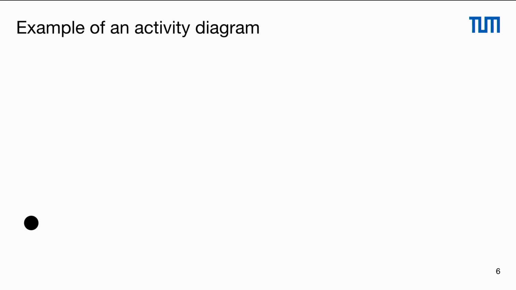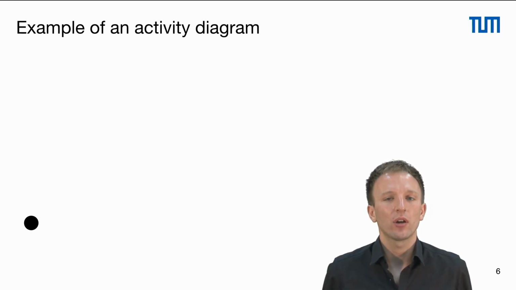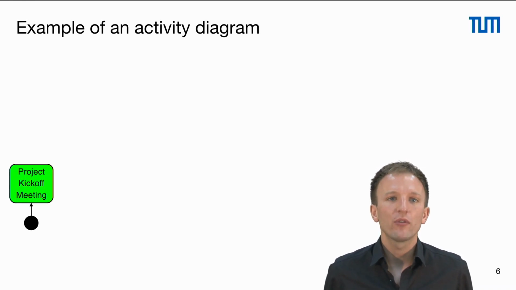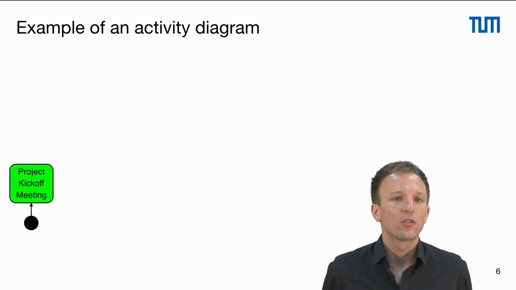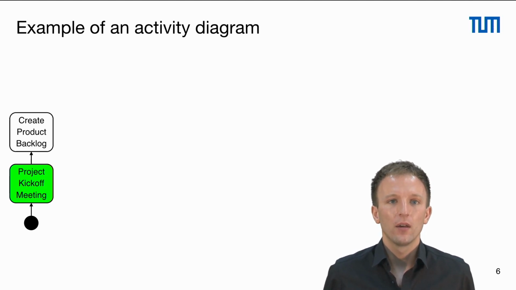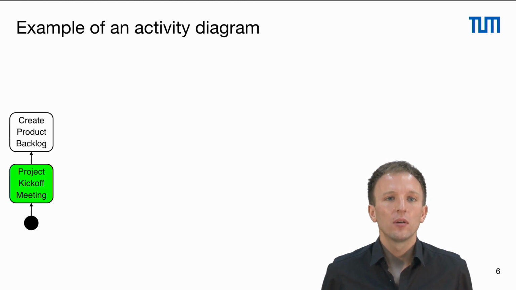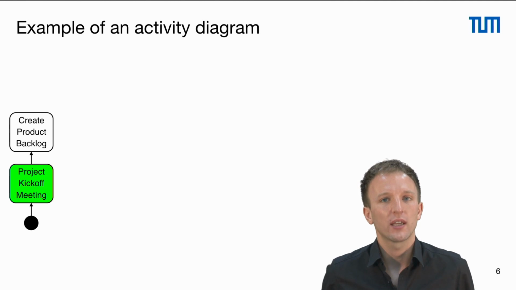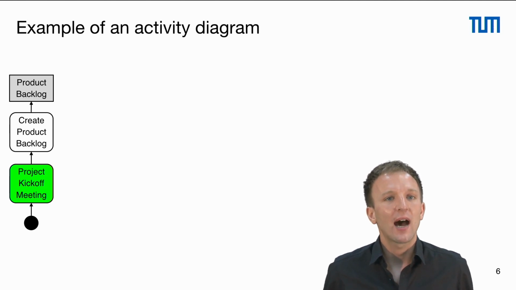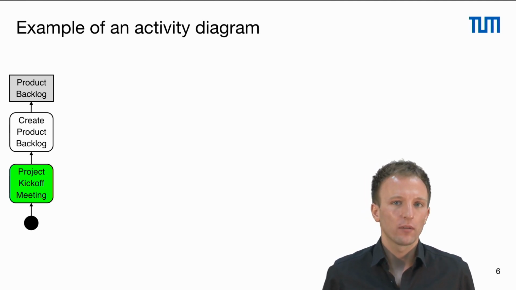Let's have a look at one real example of an activity diagram where we model how the software lifecycle Scrum actually works. In Scrum, we start with a project kickoff meeting. And in this example, all the meetings are inserted as greenly highlighted activities. We then continue by creating the product backlog, which is already part of the project kickoff meeting. So we have an output object product backlog.